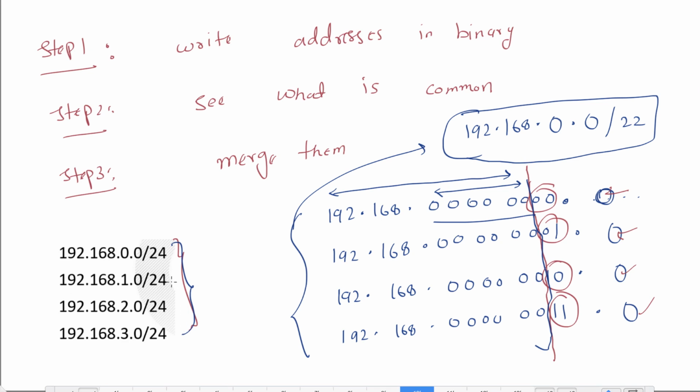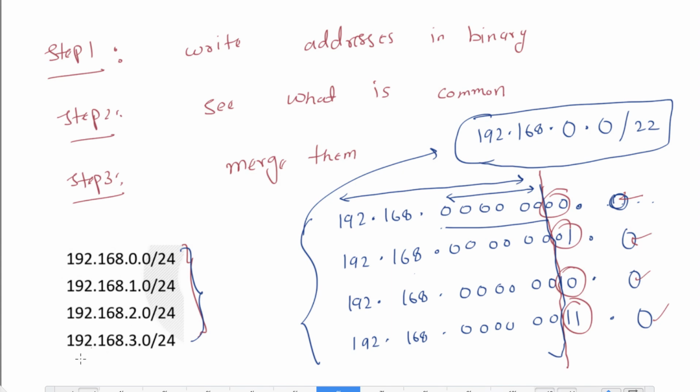I hope you got the idea. So what was my aim? My aim was to summarize this information into just one piece of information: anything that starts with 192, and more precisely anything that starts with 192.168, belongs to one of these networks. Maybe 192.168 dot, in binary, then 6 zeros, this host is one in this network. So this is how I can aggregate these four networks.